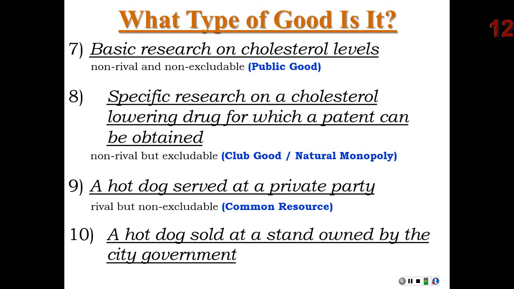Okay, and then a hot dog sold at a stand owned by the city government. Again, don't get hung up on who owns the stand. The hot dog would be rival in consumption, and if it's being sold at a vendor stand, that would be reasonably excludable. Therefore, that would actually be a private good, even though it's being provided by, quote unquote, the city government.